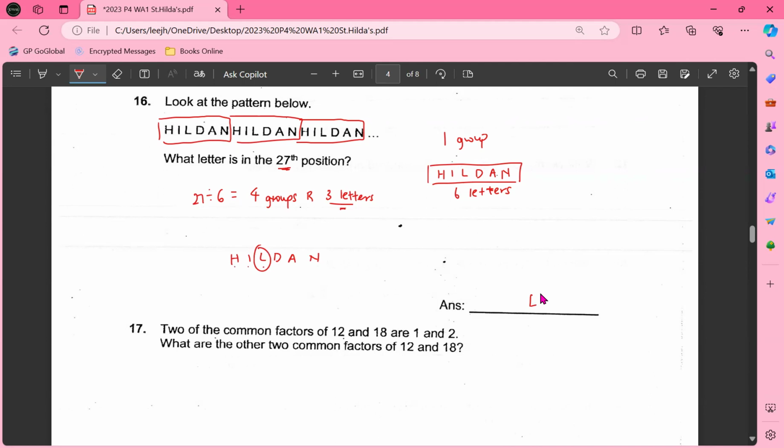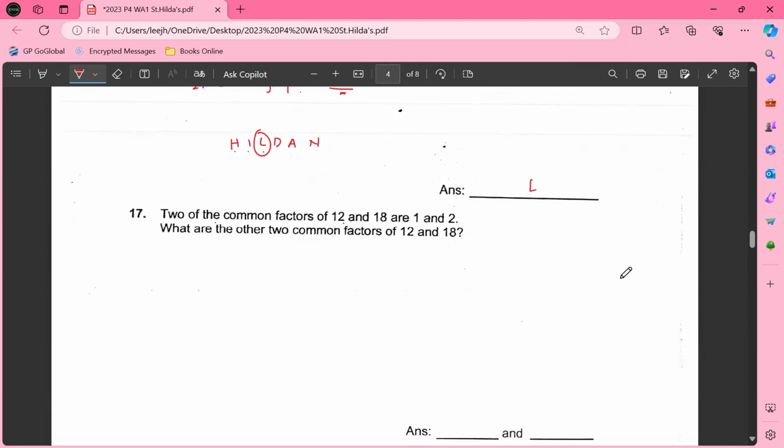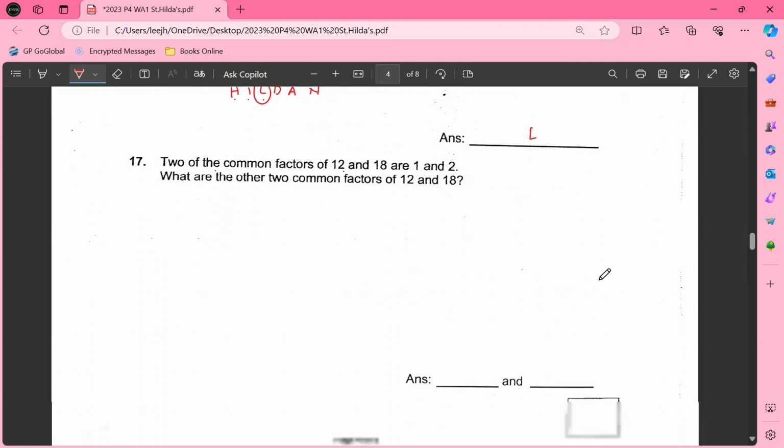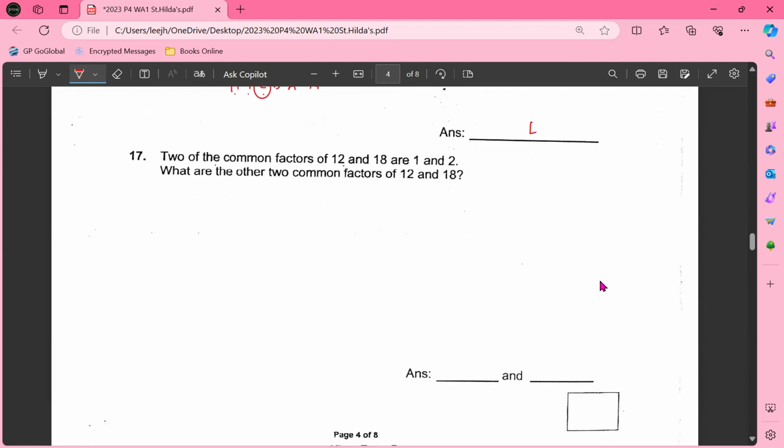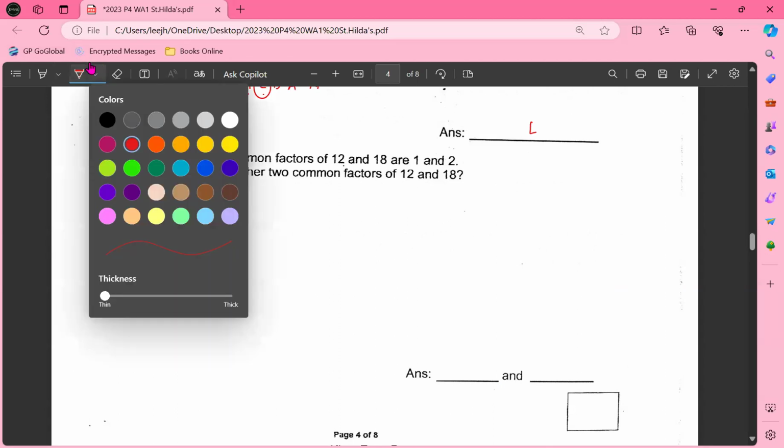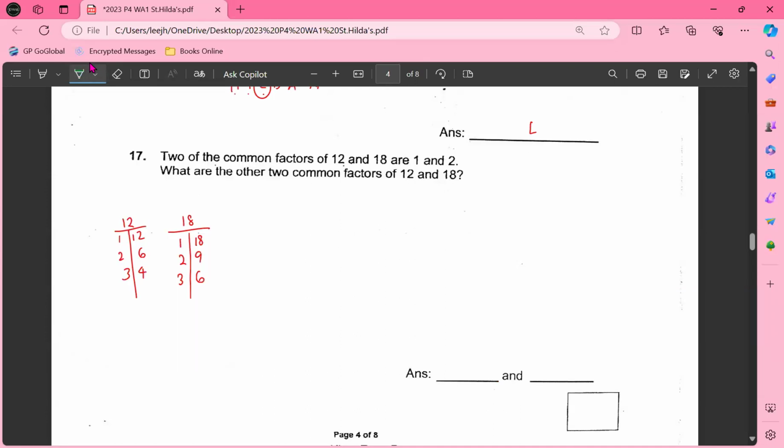Okay. Question 17. Two of the common factors of 12 and 18 are 1 and 2. What are the other 2 common factors of 12 and 18? So I'm going to list out all the factors of 12 and 18. I work with 12 first. 1 and 12, 2 and 6, 3 and 4. That's all. Factors of 18, 1 and 18, 2 and 9, 3 and 6. So I'm going to circle all the common factors of 12 and 18. So 1, 2, 3, and 6.